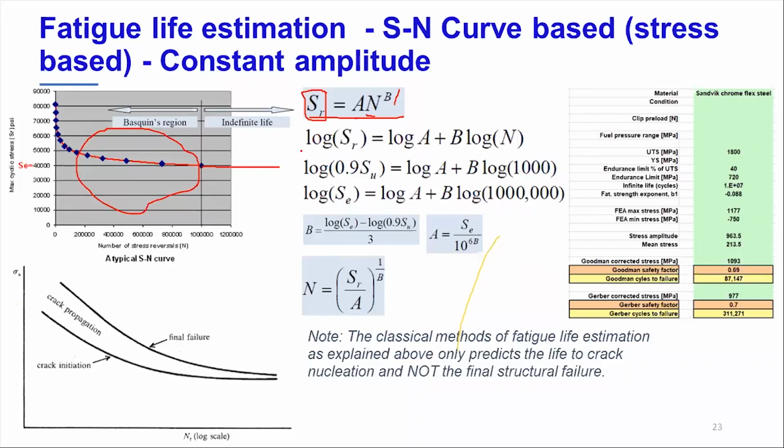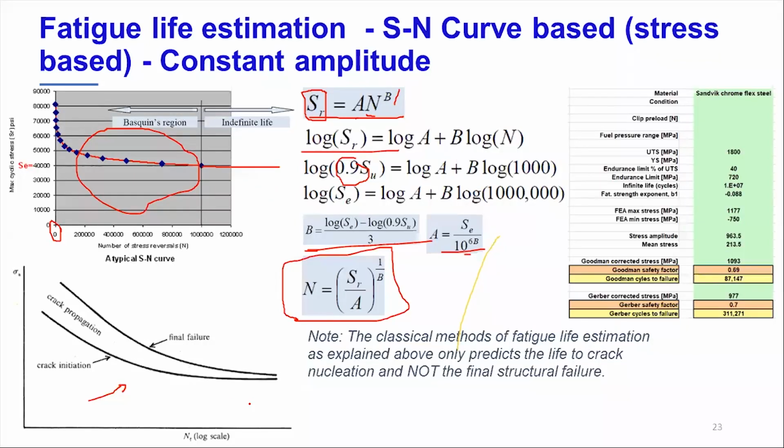Okay, and you can see here, if you take log of both the sides, you can calculate these constants B and A. Here they have assumed that this is endurance, and this is stress amplitude at zero number of cycles, which is 0.9 SUT typically for steels. So from this equation, once you have this constant A and B, you can get to know the number of cycles.